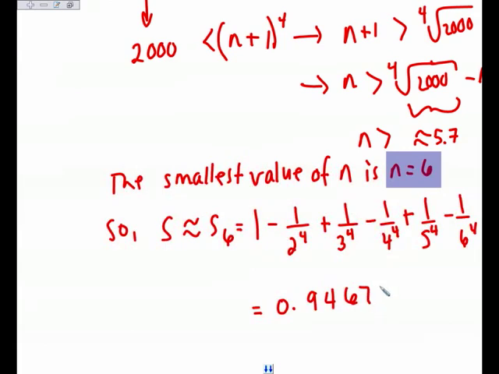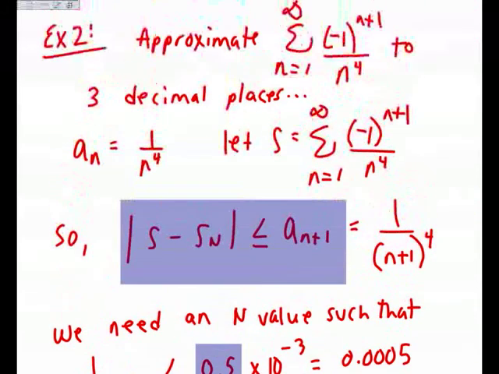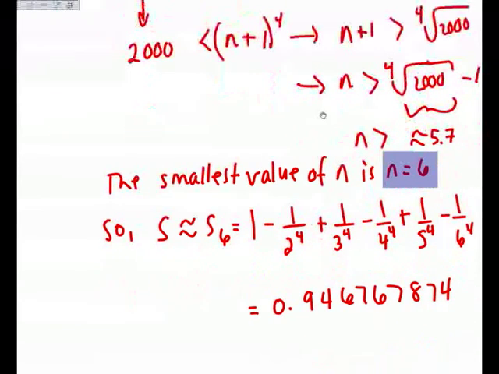And so what we have just done is we've said that this series, the 6th partial sum, that's going to get us our 3 decimal places of accuracy. So we know that this partial sum at least is accurate up to that point right there.